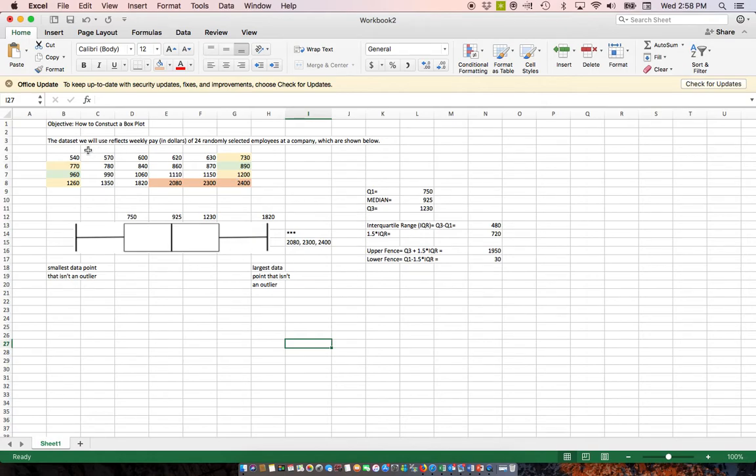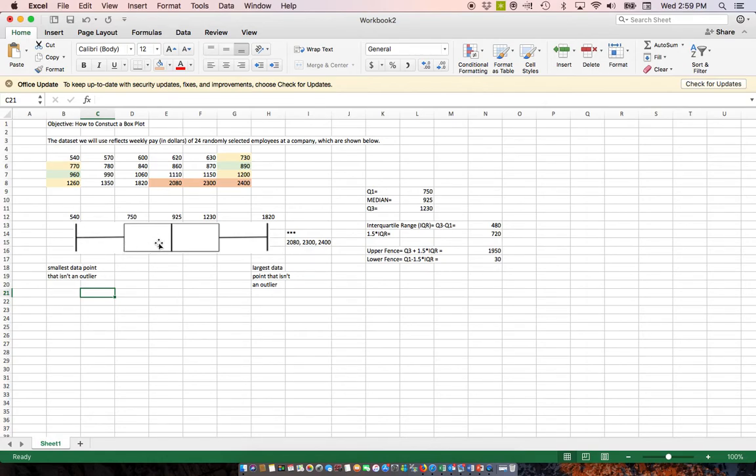On the lower end, the lower fence is 30, which is way smaller than the lowest number in the data set. So over this whisker, the smallest data point that isn't an outlier is 540. Okay, so 540 lines up with this whisker.